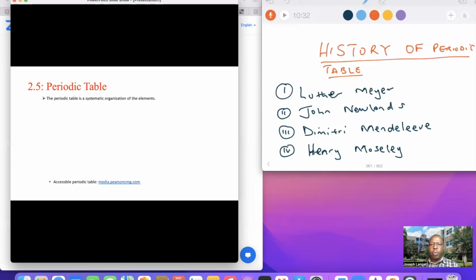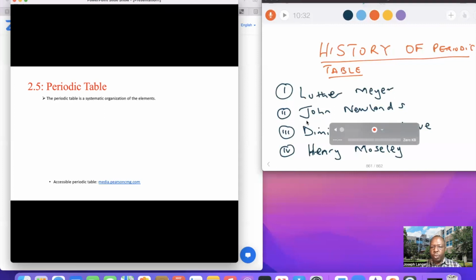Here on the whiteboard are just a few of them. You can read their contributions on your own. The history of the periodic table: Lothar Meyer, he was a German, was working on organizing the periodic table based on chemical properties and physical properties. Likewise, John Newlands was working on the law of octaves, putting 8 elements together, seeing how they react, and every time the 8 elements show some repeating patterns.